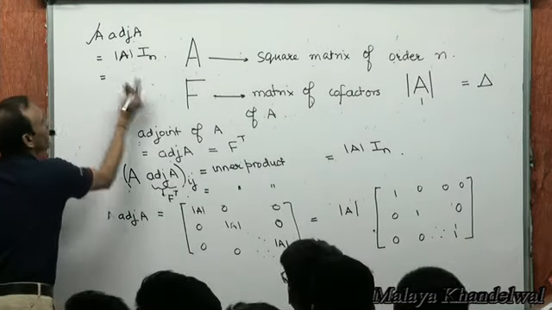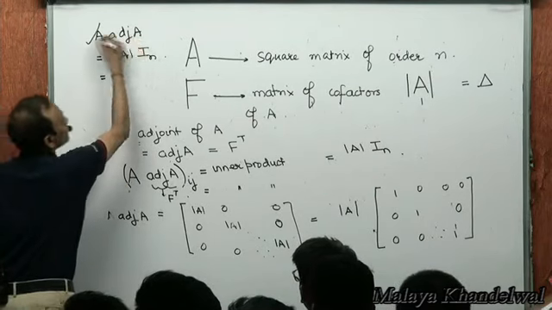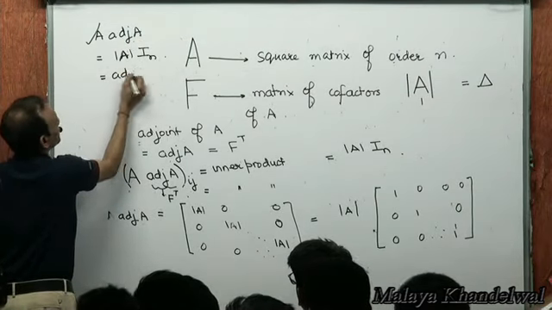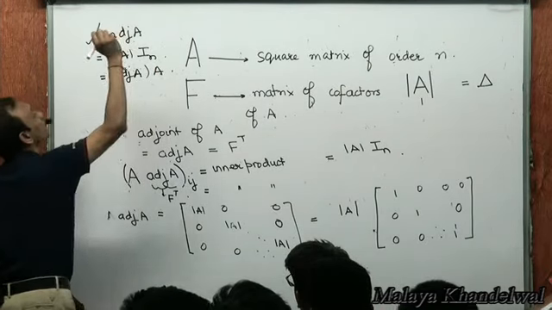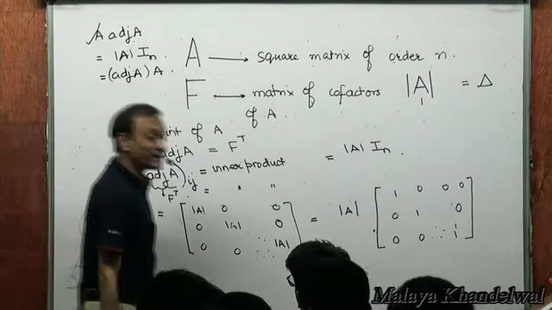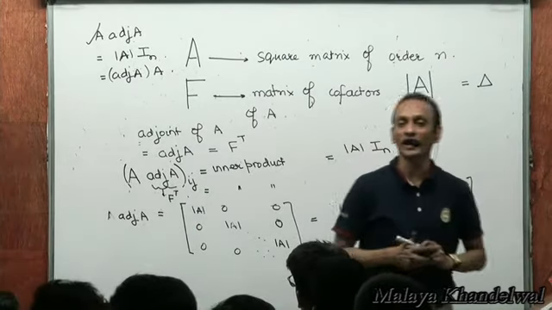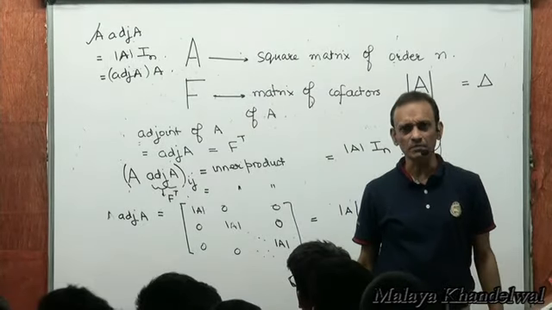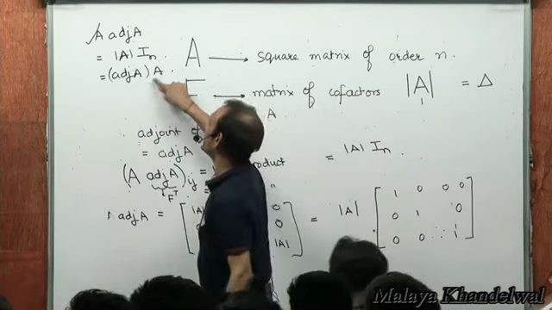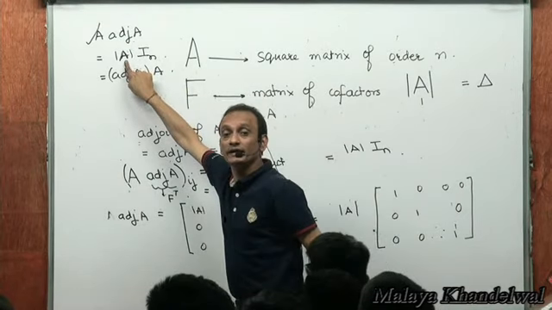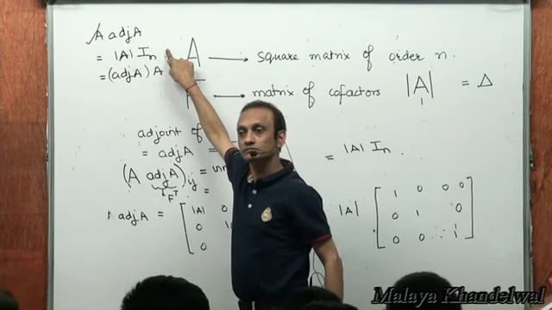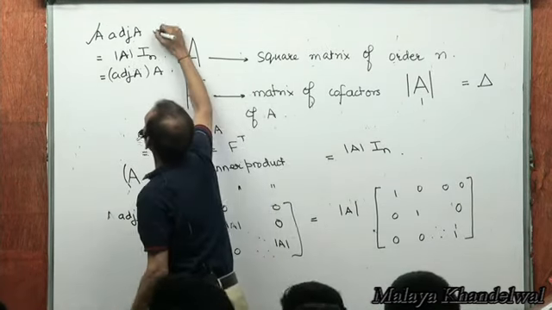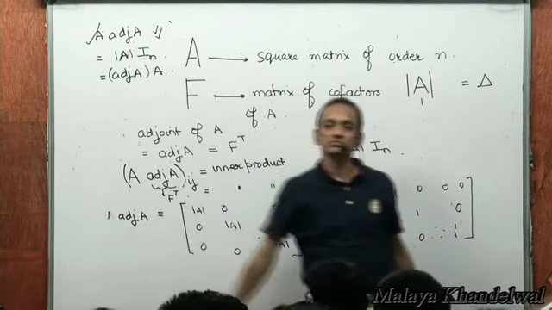This you might want to independently prove. You take the other way around, adjoint A into A. That will also be determinant A into I. You would want to establish this second part yourself. Adjoint A into A will also be determinant A into I_N. Very, very powerful tool, very commonly used.